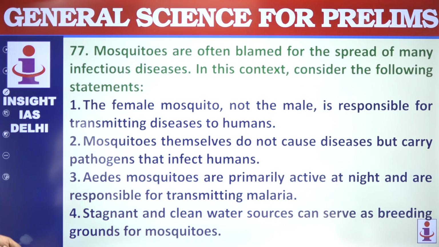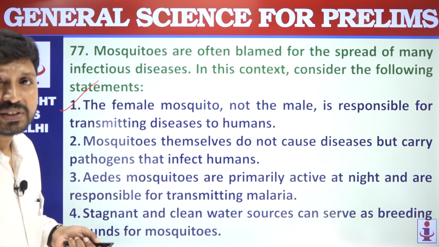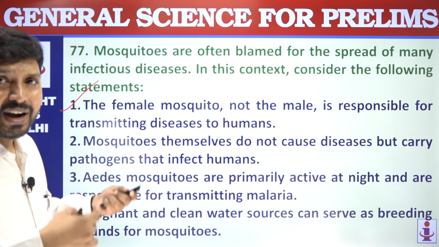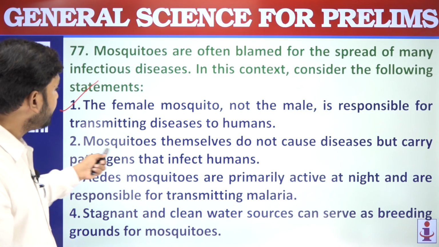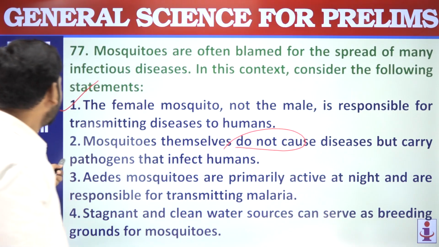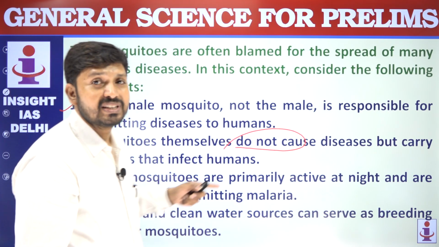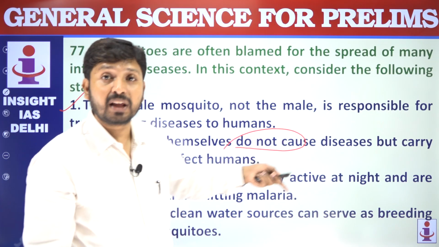Next one. Mosquitoes are often blamed for the spread of many infectious diseases. In this context, consider the following statements. The female mosquito, not the male, is responsible for transmitting disease to humans, because females lay eggs, so they consume blood to get energy. Mosquitoes themselves do not cause diseases, yes, but carry pathogens that infect humans. Means they are acting as a carrier or vector, we can say.